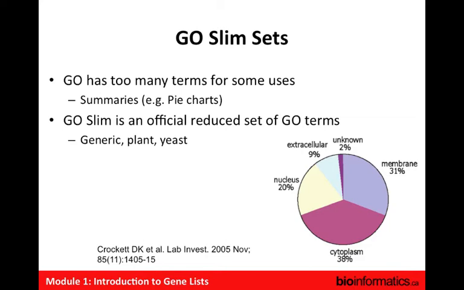There's an additional set of ontologies called GO Slim, which is an officially reduced set of GO terms that sometimes is nice for a high-level view. So they've traded off the number of terms for the specificity of those terms. You won't get very detailed terms. You'll just get more general ones, but there'll be fewer of them, so they're easier to work with. There's a generic GO Slim that's useful for basically every eukaryotic or non-eukaryotic cell. And then there's a plant and yeast version, and there might be other specific versions.